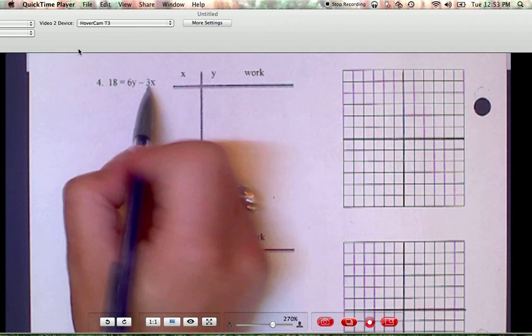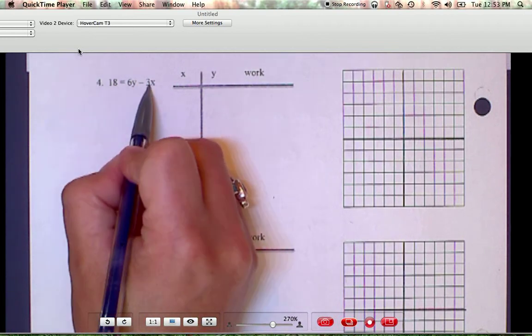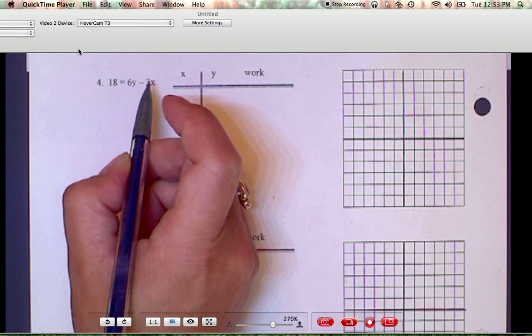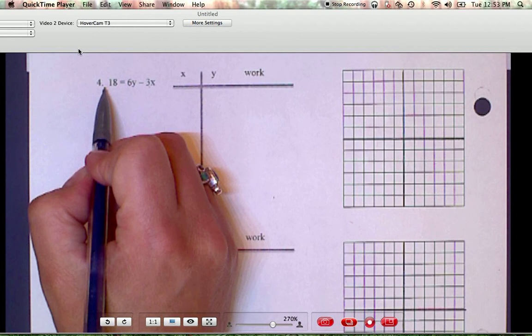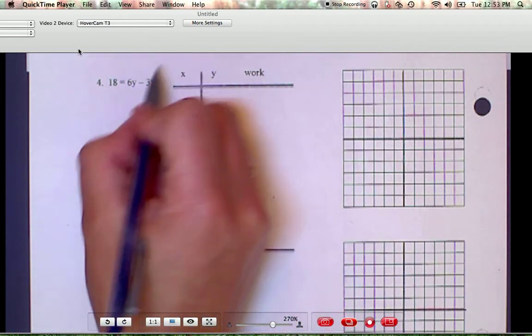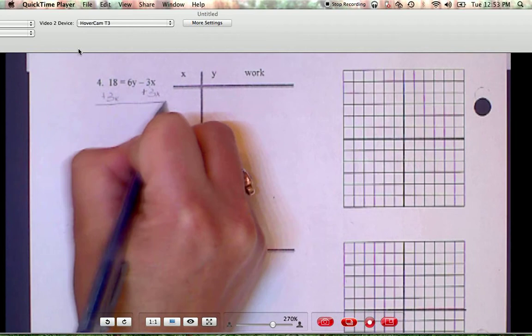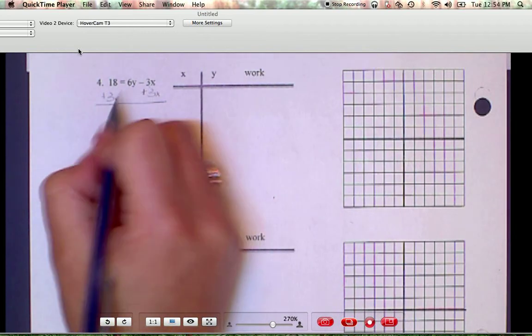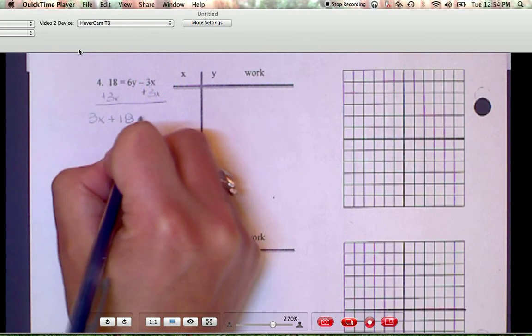Now there's a couple different ways you can get y alone. You can move the 6y over and then the 18 back. Or let me show the other way. The quickest way to get y alone would be to move the 3x over, and then I'll show you what to do with it. So we're going to add the 3x to get it away from the y. And remember, we want the x to come first. 3x plus 18 equals 6y.